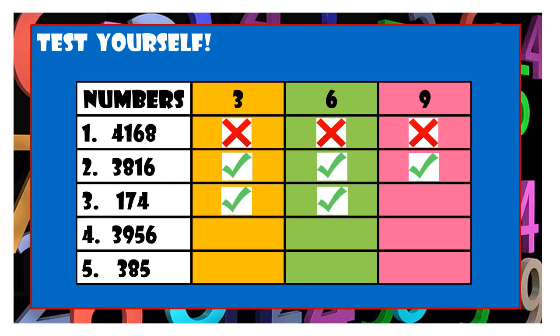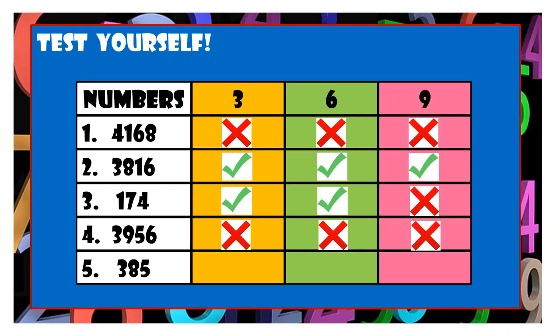How about 9? Is it divisible by 9? No, it is not divisible by 9 because the sum of its digits is 12. 12 is not divisible by 9. Therefore, 174 is not divisible by 9. How about number 4? 3,956. Is it divisible by 3? No, it is not divisible by 3 because if you add all its digits, 3 plus 9, 12, plus 5, 17, plus 6, it is 23. 23 is not divisible by 3. So it is also not divisible by 6. How about 9? It is also not divisible by 9.